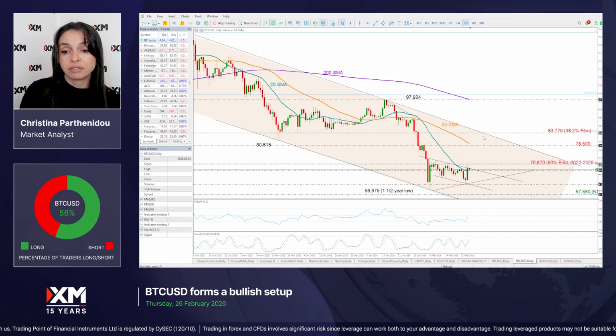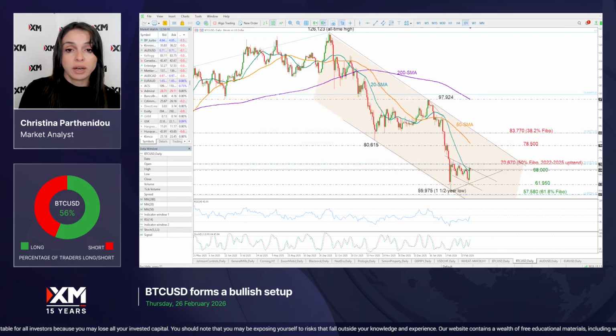If that happens, then perhaps we may see a more aggressive rally, in which case I suspect that the price could even break above the 90,000 round level and approach the 200-day moving average near 97,947 at the moment. So that's everything I wanted to show, guys.